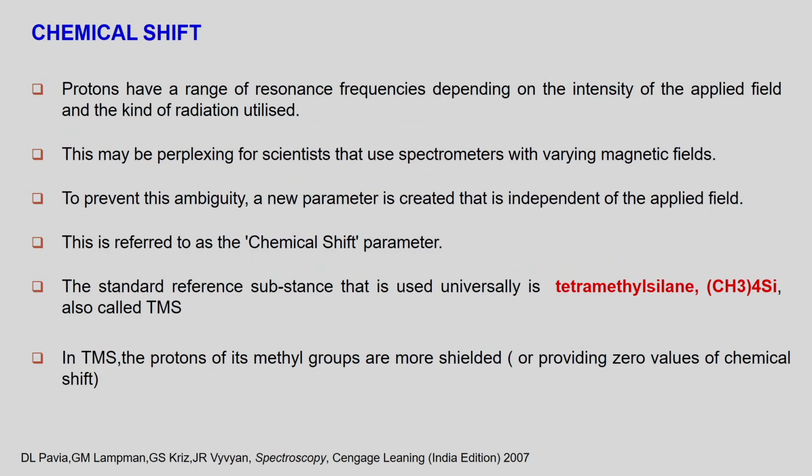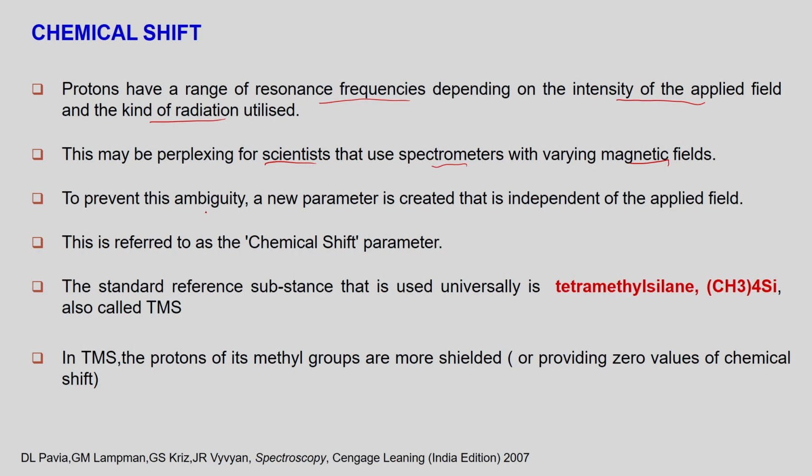So, to summarize what we saw, protons have a range of resonance frequencies depending on the intensity of the applied field. Different protons at different parts of the molecule will absorb in different manner. This is obvious, but it will be perplexing for scientists, because suppose I use a magnetic field of 60 megahertz, and another lab uses 100 megahertz, another one uses 200. They will all show up at different energy. Some may absorb at 60 megahertz, another one at 100 megahertz. So, can we unify this in some manner?